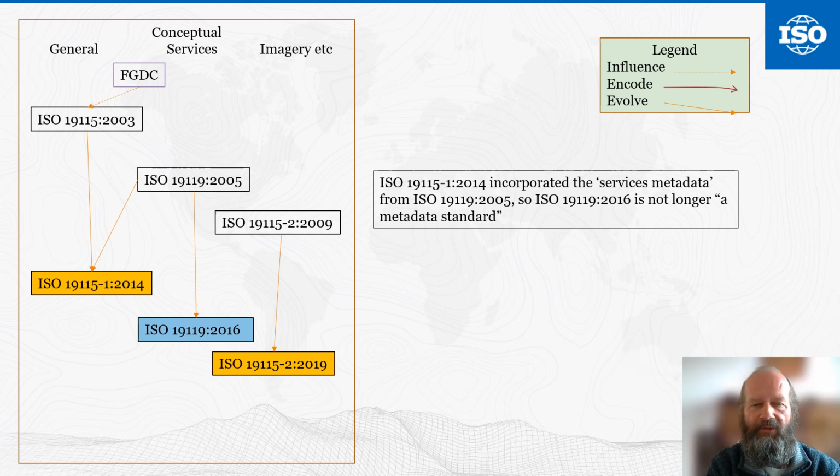Over time, we've learned lessons and we've therefore revised the standards. So 19115 Part 1, published in 2014, incorporated the service metadata from 19119. And so that new version of 19119 isn't really a metadata standard anymore, it just describes the web services architecture. And 19115 Part 2 has extended itself to describe the acquisition of data, and in the process realized it's not just about the acquisition of imagery data, but can be used for describing the acquisition of any kind of data.